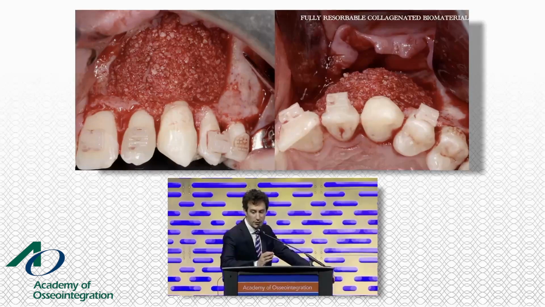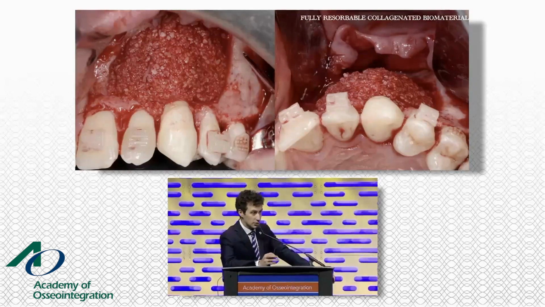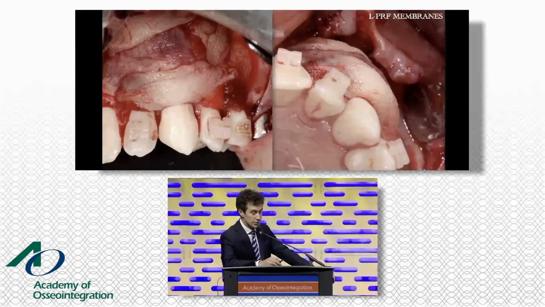The width of the ridge did not allow us to place the cuspid without a bone dehiscence. So we decided to reconstruct the bone dehiscence with a fully resorbable collagenated biomaterial, in order not to have a slow-resorbable or non-resorbable one, but to obtain a complete substitution of the graft over time with new bone of the patient. And in these cases, in order to be very biological, we decided not to use membranes, but L-PRF membranes only.